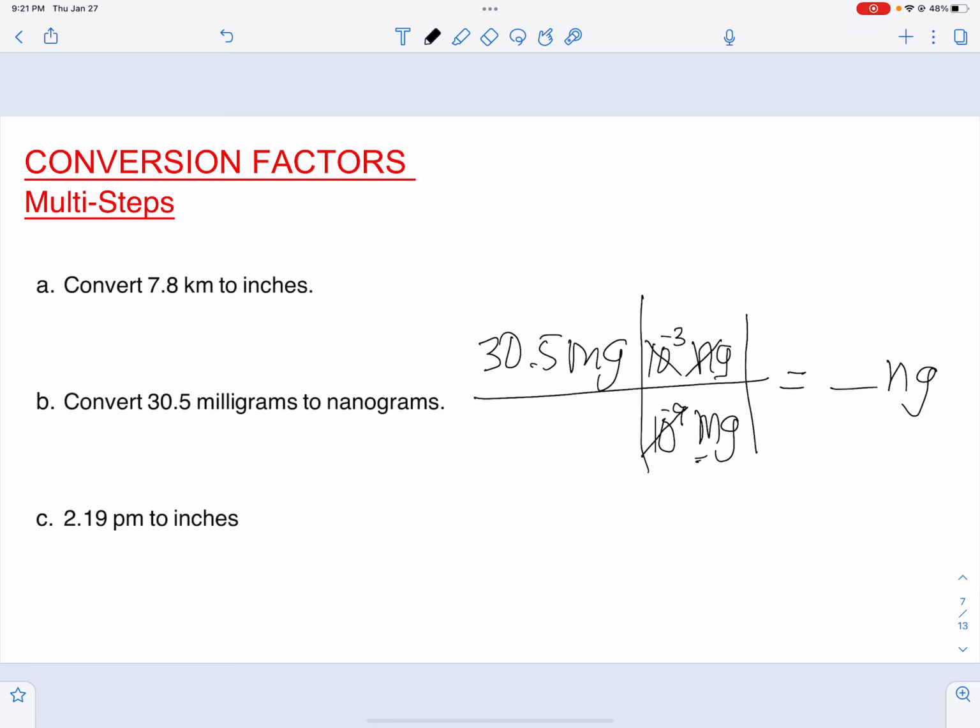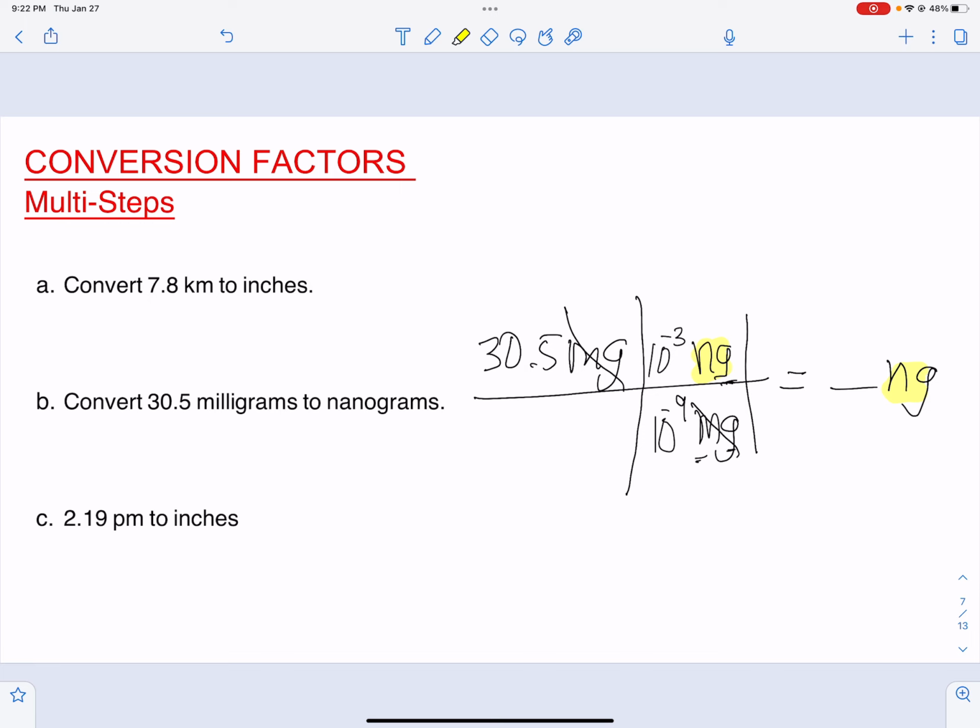So that basically will cancel that, giving you grams over grams. So you can see that it's always the same as 1. But I don't want to cancel them. What I'm canceling is the milligrams cancel with the milligrams. So the only thing remaining is the nanogram. And it's going to be 30.5 times 10 to the minus 3 divided by 10 to the minus 9, which was the same thing that we had before.